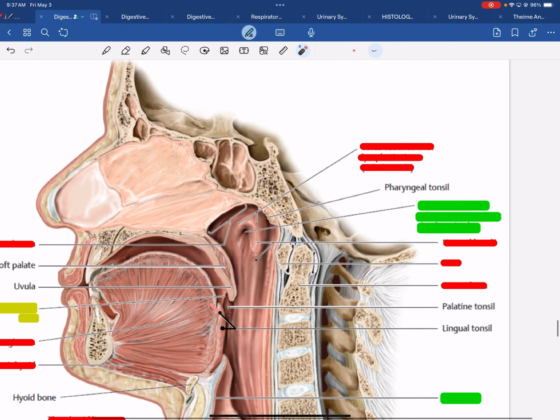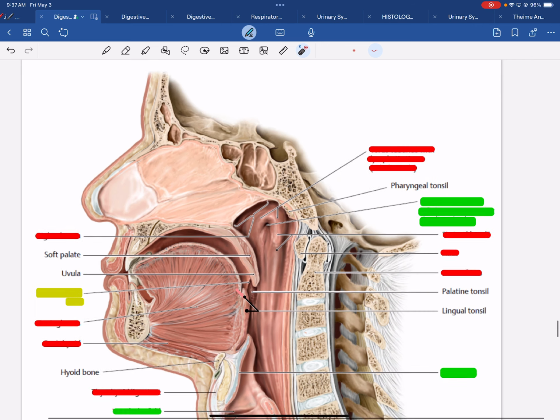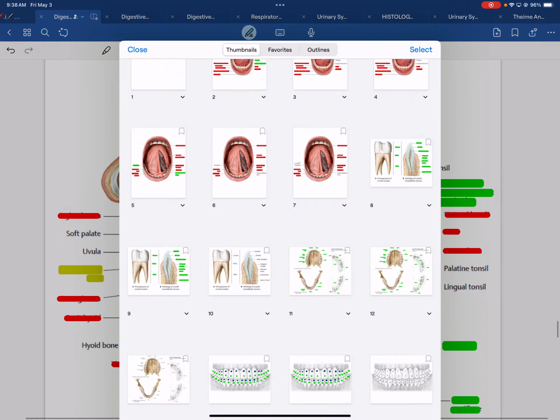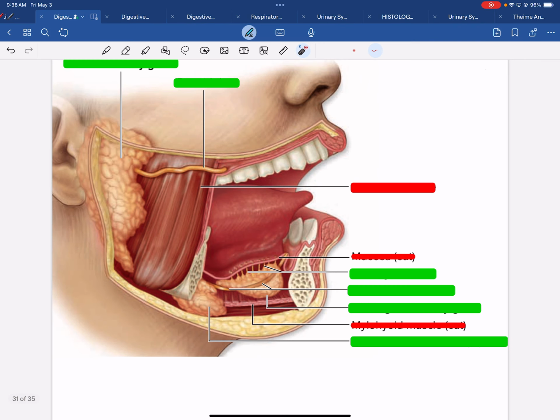Let's not do the airway. Let's just leave that for next time. And yeah, actually, let's keep going then. Okay, which gland is this? Parotid. Here, what is this?